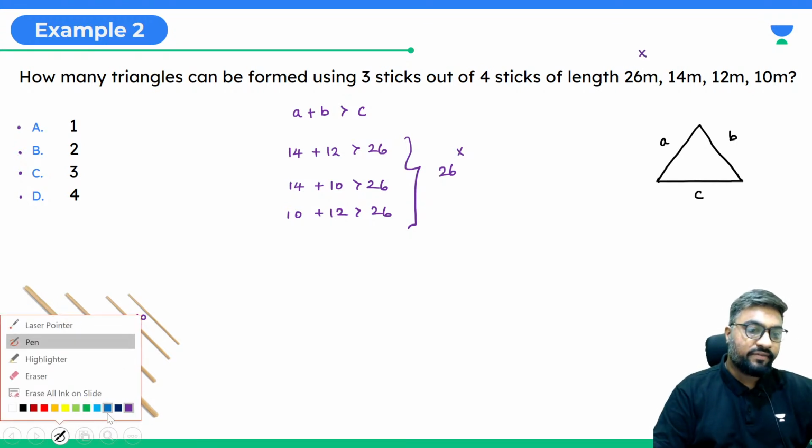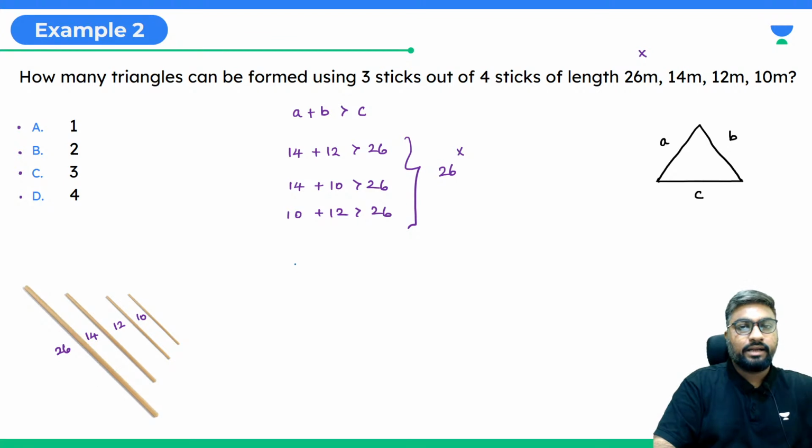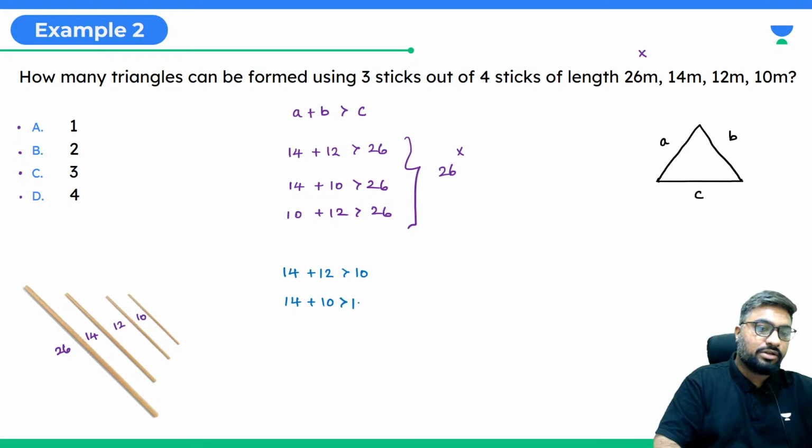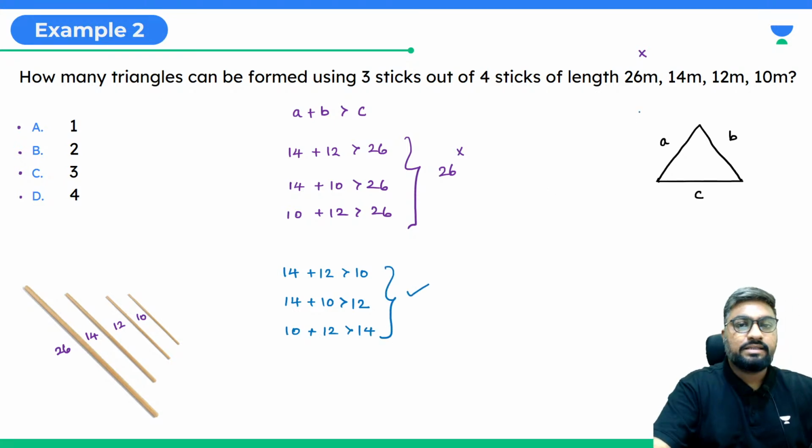Now with the rest of it, we can make one triangle, correct? The rest of it would be what? 14 plus 12 should be greater than 10, satisfies. You can check for the other ones also, right? 14 plus 10 will also be greater than 12. 10 plus 12 is also greater than 14, correct? So this satisfies. This means the three sides would be 14, 12 and 10.